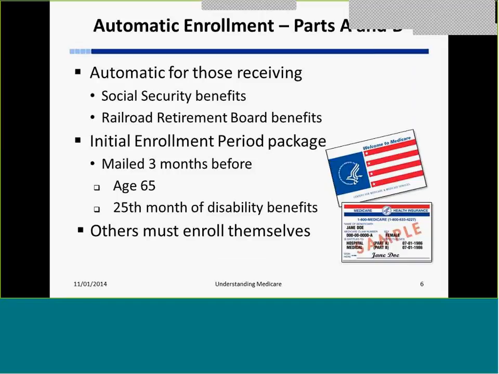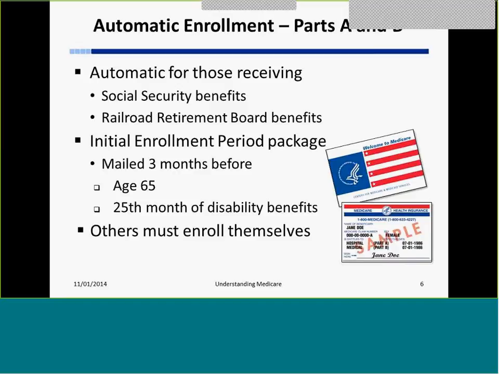So how to enroll in Medicare? Well, number one is automatic. If I am turning 65 and I'm set up to receive my Social Security benefits or railroad retirement benefits, I'm automatically enrolled. I will get an initial mailing 3 months before the birth month that I turn 65. Or if I'm under 65 and I've been on Social Security disability, I will get it on my 25th month of disability benefits.